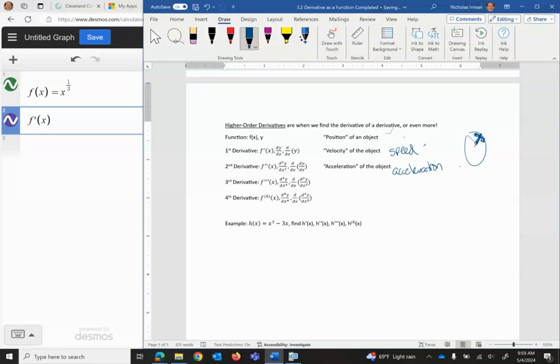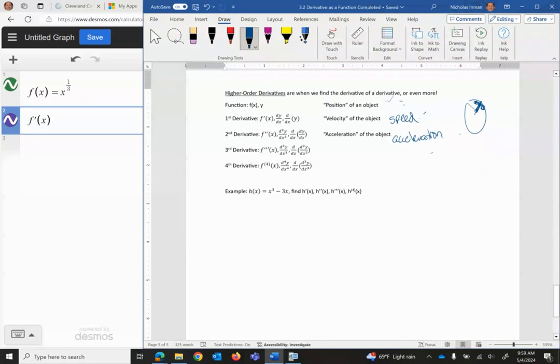So position is where I am, my speed is my foot on the gas pedal, and my acceleration is: am I pushing down on the gas pedal? Am I lifting up on the gas pedal? Or am I keeping that gas pedal exactly where it is? That's the idea. We use that a lot. All right, and then we can do some derivatives of derivatives.